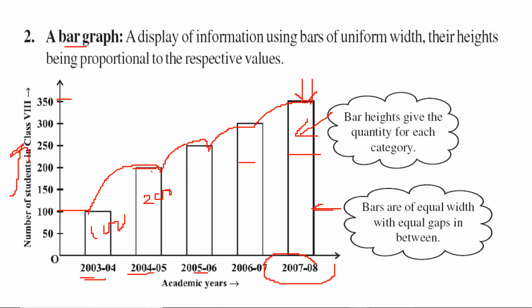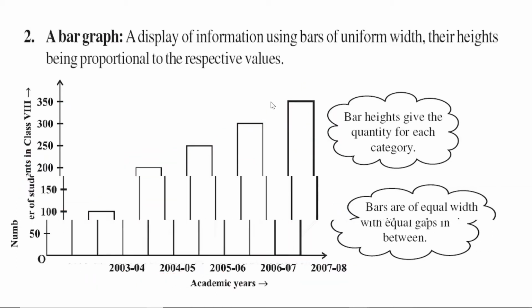Here we have 200, so the increment is of 100. Here the increment is of 200 to 250, that is 50. 300 minus 250, that is 50 again. Here we have 300 and 350, so it is 50 again. So the immense increase is from 2003-04 to 2004-05, and it is double.